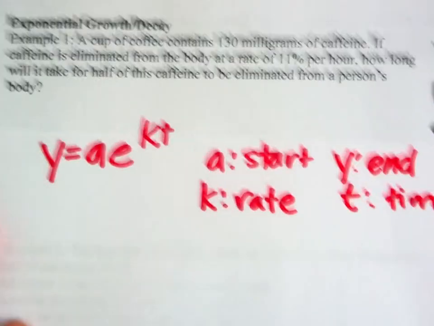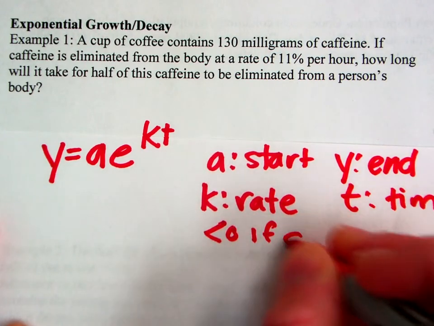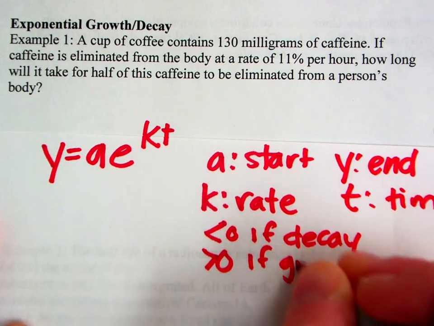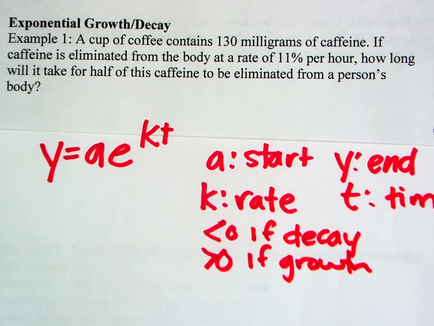Now your rate will be negative if it's decay and positive if it's growth. Growth would be population growth, bacteria growth. Decay would be something like this example, coffee, or zombie apocalypse, something like that. Okay, so let's start this problem.